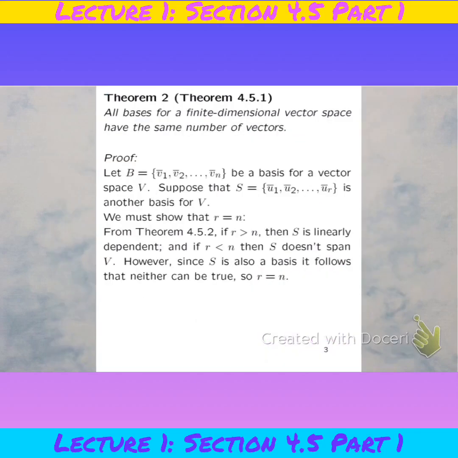All right, next slide, we've got Theorem 2, which is Theorem 4.5.1. What this theorem says is all bases for a finite dimensional vector space have the same number of vectors. So you can choose any 2 bases. These bases can be completely different from one another, but they always will have the same number of vectors. If one basis has n vectors, then any other basis will have n vectors.